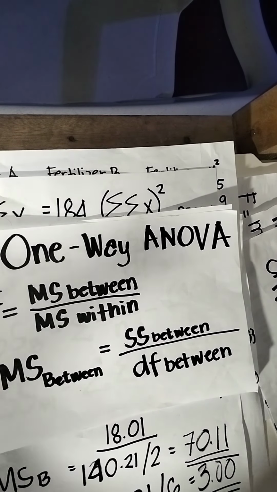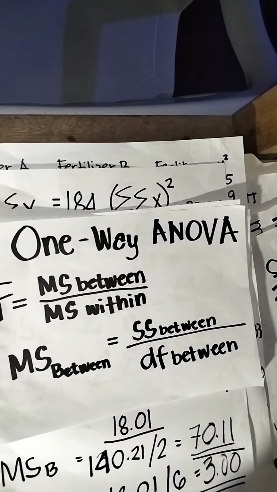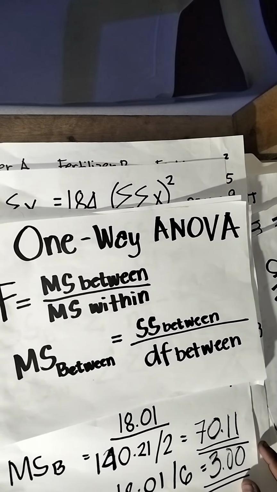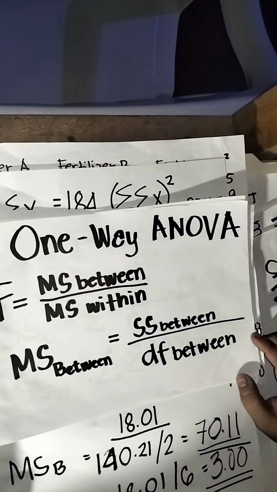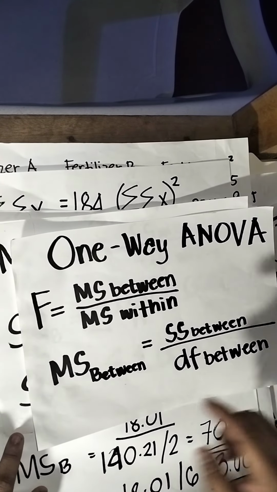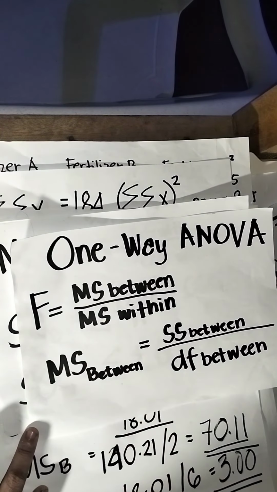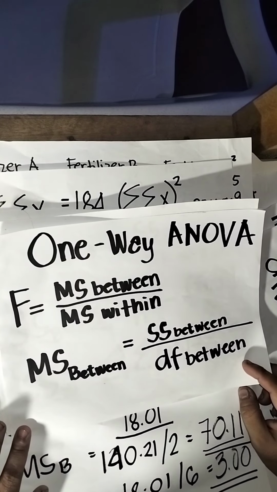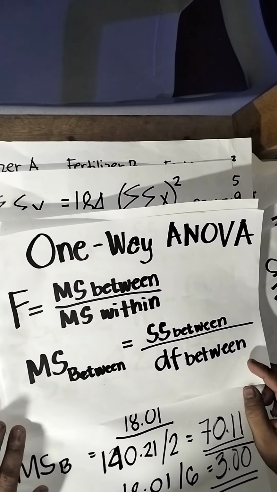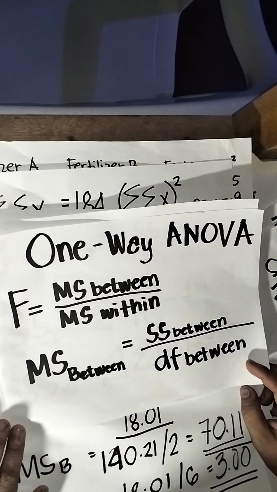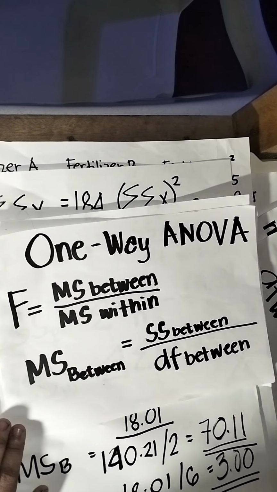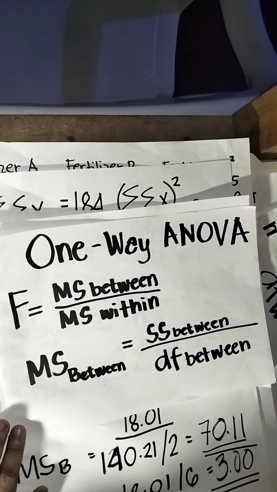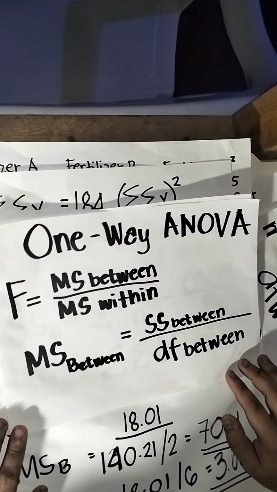Okay, so I will be showing you the formula. We will solve directly because I've discussed this already with you. Okay, let's start with the formula. In Anova, we will be looking for the F critical or the F statistic that will represent the value of significance of the data that we have. So what is the formula for our F statistic? We have MS between divided by MS within.